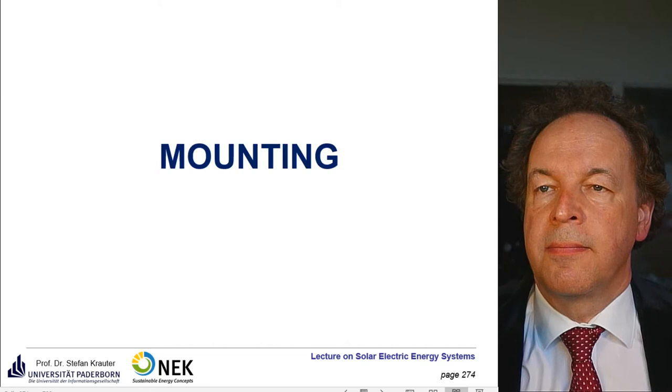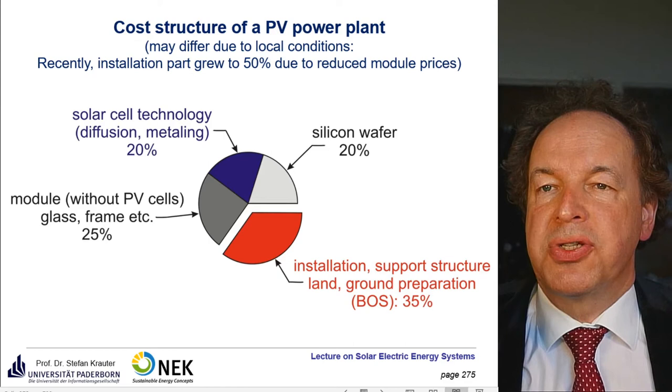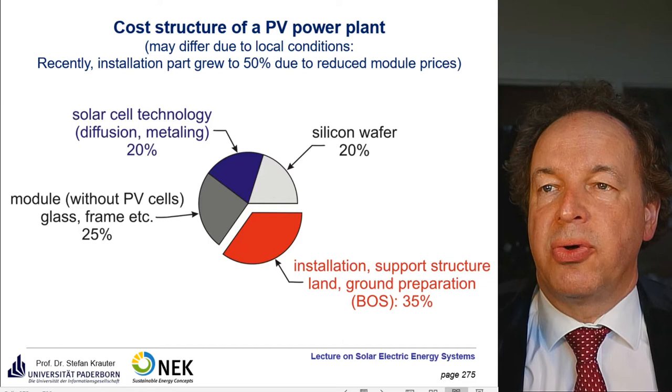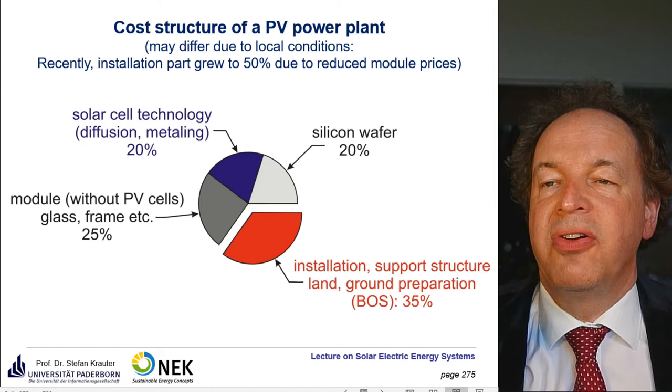If we take a look at the cost structure of a PV power plant, we can see the following. We have a large part which consists of the semiconductor materials and the processing, like solar cell technology, modules and so on, but also we have a very big part that consists of non-electrical issues, that is installation, support structure, ground preparation and so on, and these amount up to 35%.